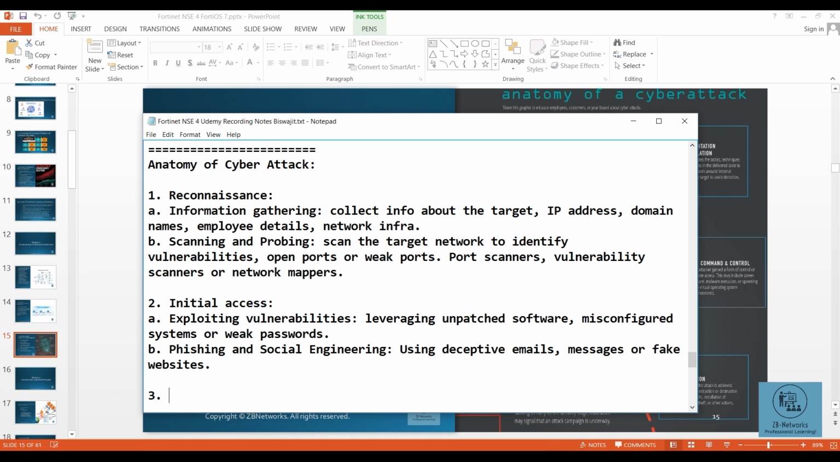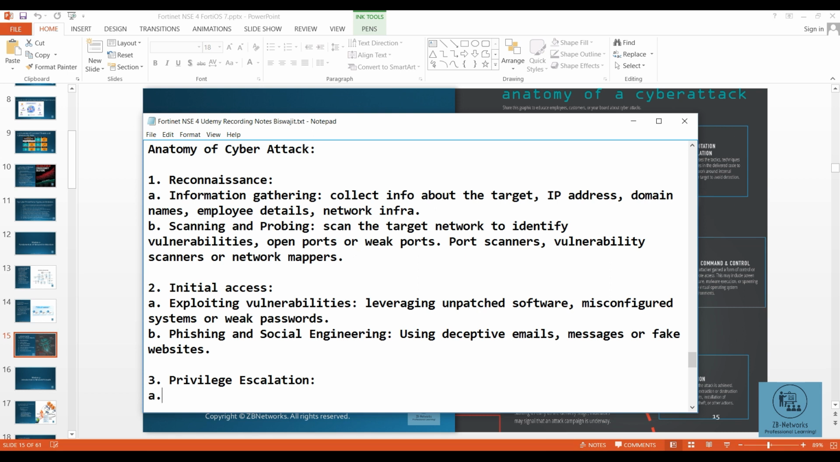Step number 3 is privilege escalation, right? So what do you mean by that? The first sub-step is elevating the access rights. I hope you understand the meaning of privilege, right? Privilege is the role that you have as a user to access a particular network application or network device. Whether you are a system admin, an operator, or a security engineer, based on that you have the right privilege and the right authorization, right?